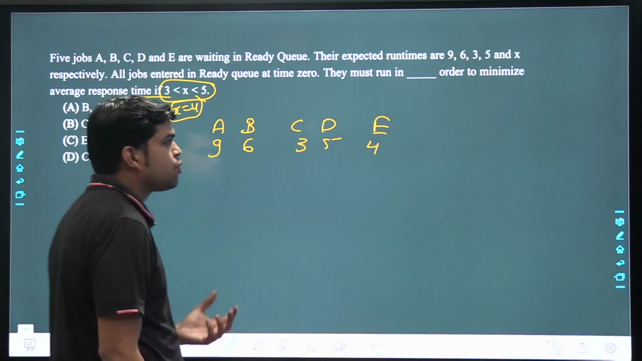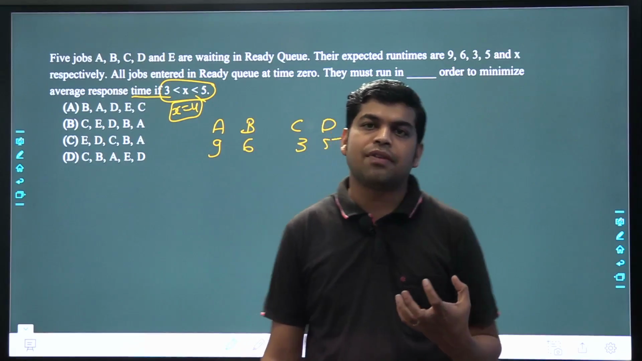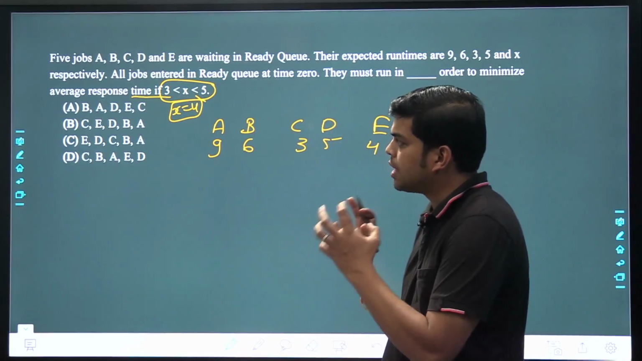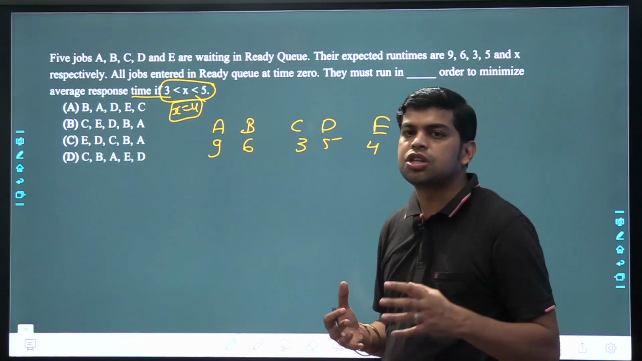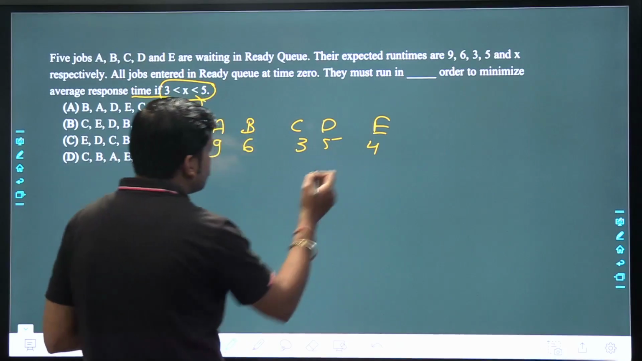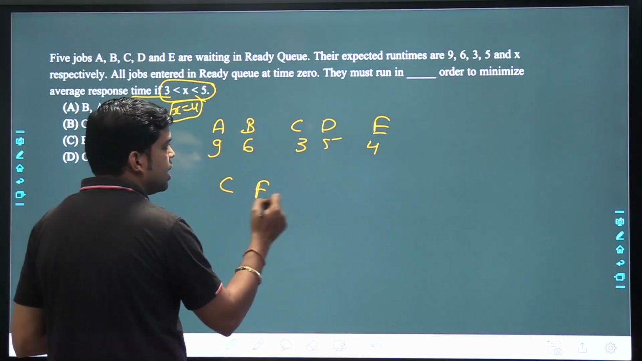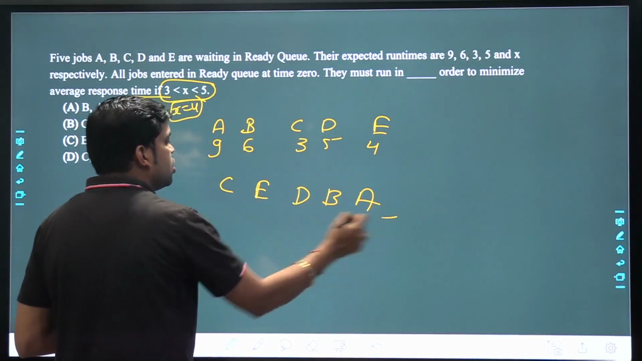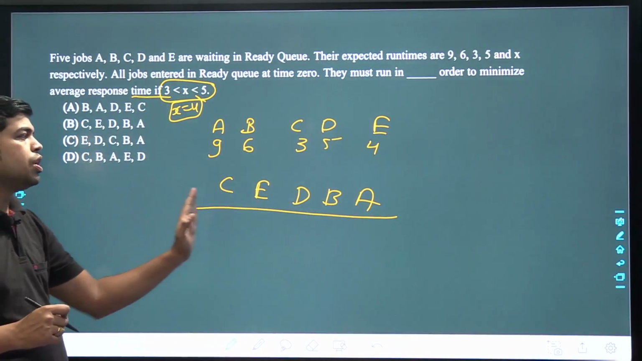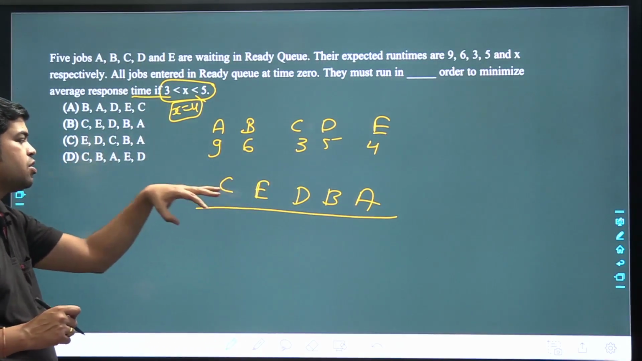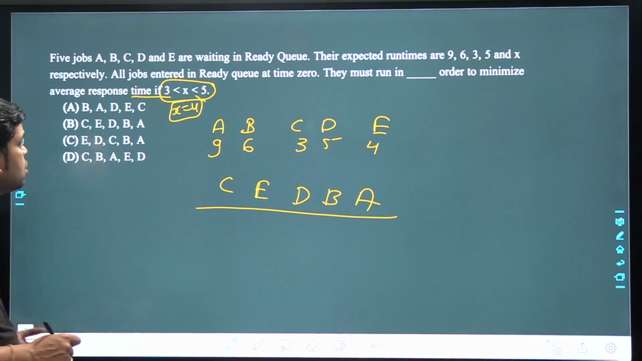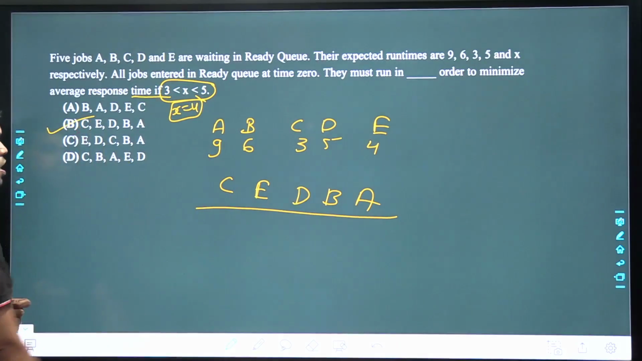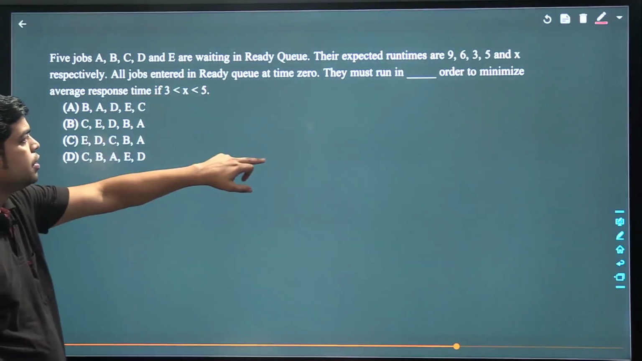to get a fast response we need to execute each job exactly one time, which means we use the non-preemptive nature, and in non-preemptive we can use shortest job first for the best result. So first execute C, then E, then D, then B, then A. So C, E, D, B, A, according to the increasing order of their burst, because shortest job first can generate a fast response. So B is the right answer. Got it? Very easy question.